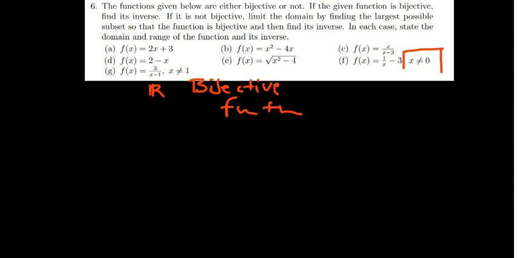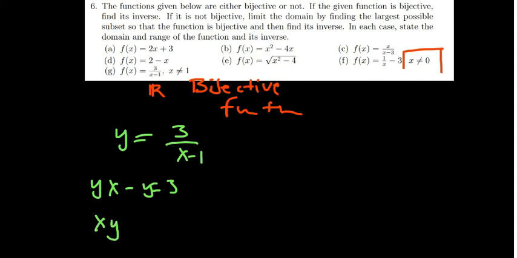So I've told you how you are basically able to tell from the graph if a function is bijective or not, or whether it's injective or not. So how do you find the inverse? Say y is equal to 3 over x minus 1. So yx minus y is equal to 3. Your goal is to make x the subject of the formula. So xy is equal to 3 plus y. x is 3 plus y over y.